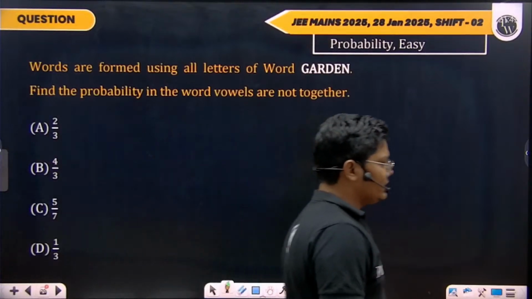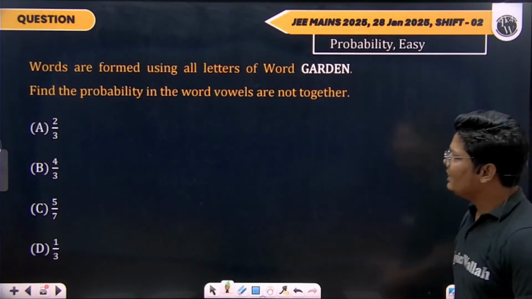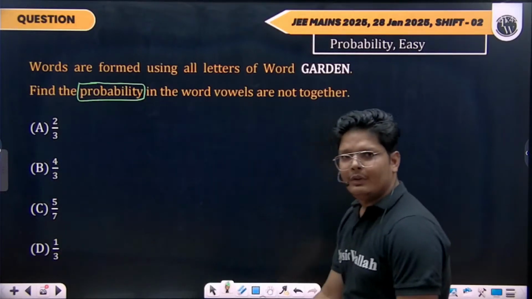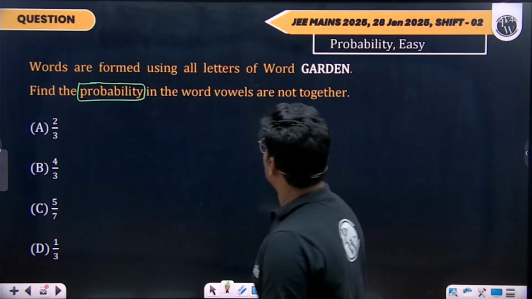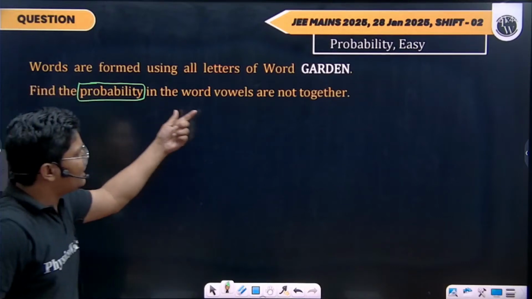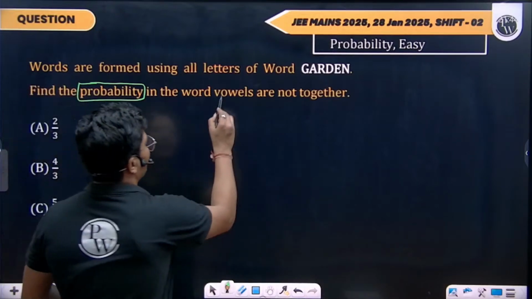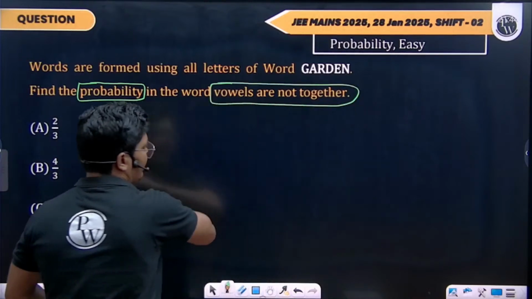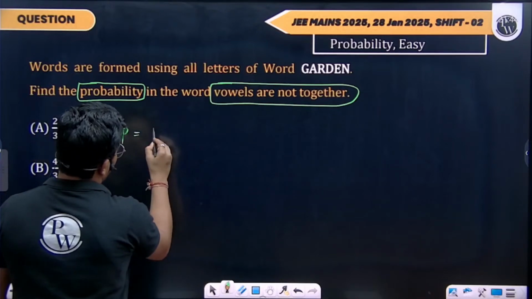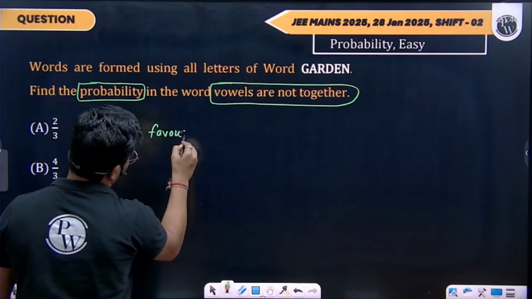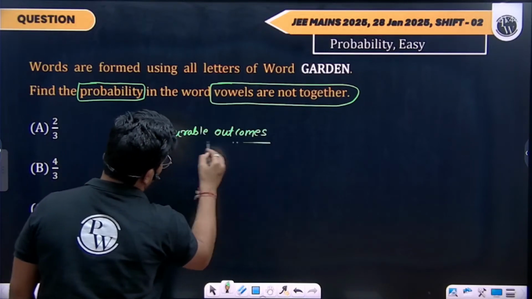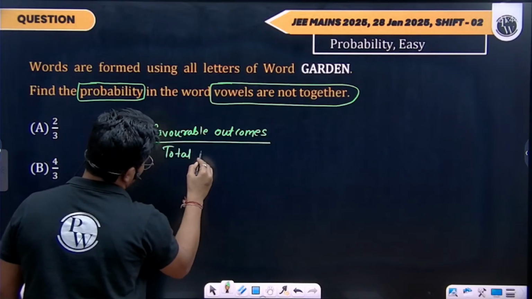See the third question. In this question what we have to find? We have to find the probability. So for what we have to find the probability? Here we have to find the probability of words where vowels are not together. So the formula of probability is favorable outcomes upon total outcomes, favorable outcomes upon total outcomes.